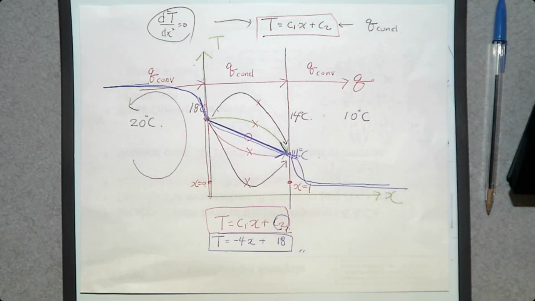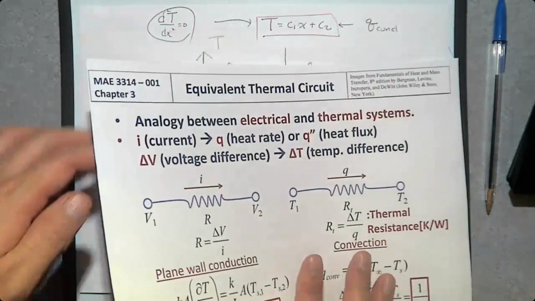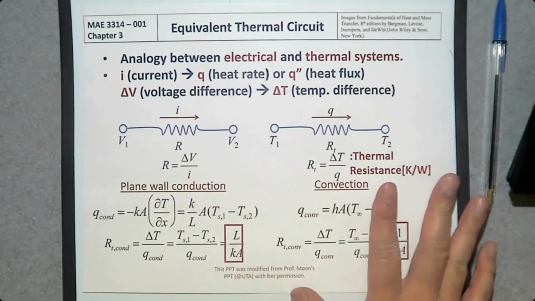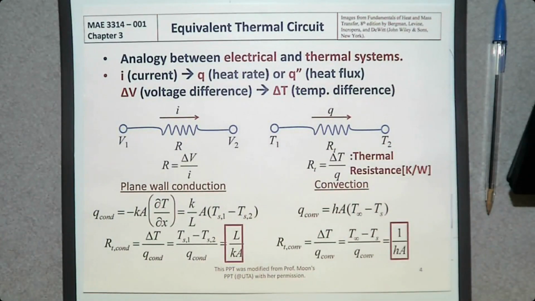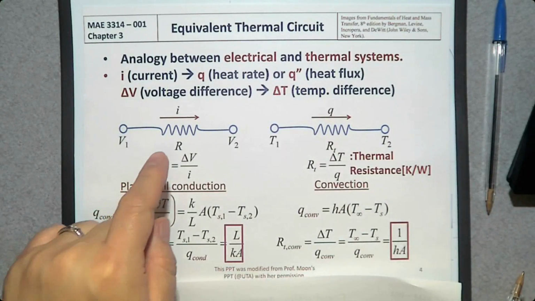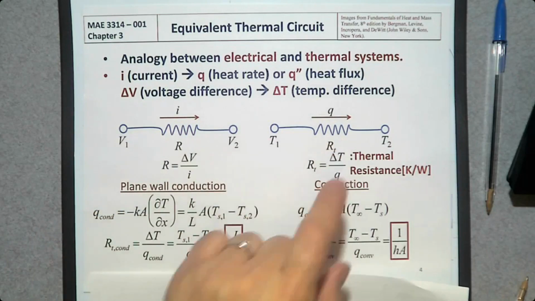The simplest way to understand conduction, convection together is called equivalent thermal circuit. So we can use equivalent thermal circuit to understand heat transfer problems when we have conduction, convection together. Okay? So we are going to use the same analogy between electric circuit and heat transfer.